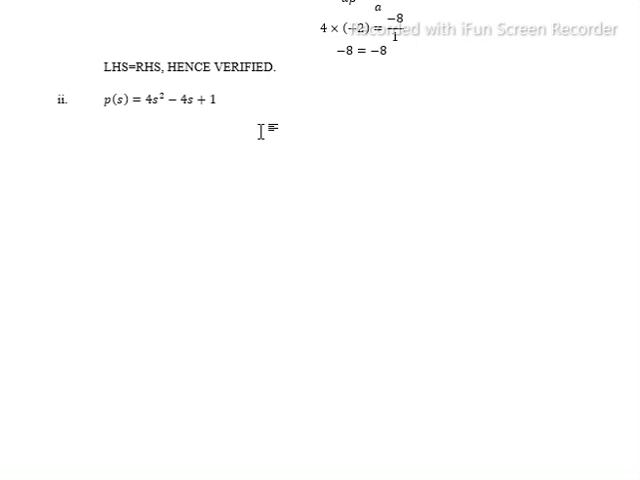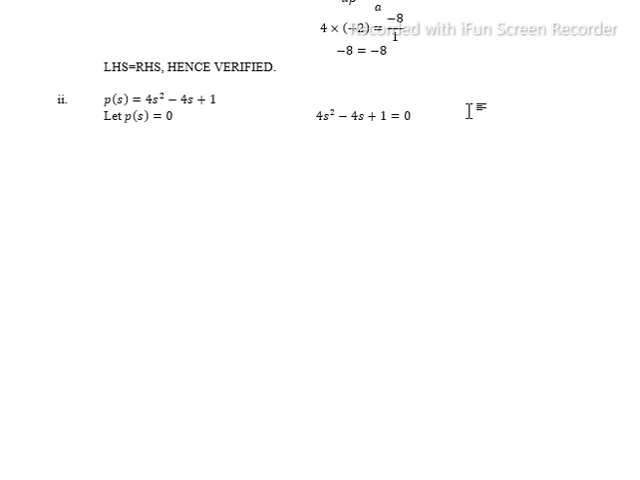Let p(s) is equal to 0. Then the equation becomes 4s square minus 4s plus 1 is equal to 0. So this is a quadratic equation or quadratic polynomial.